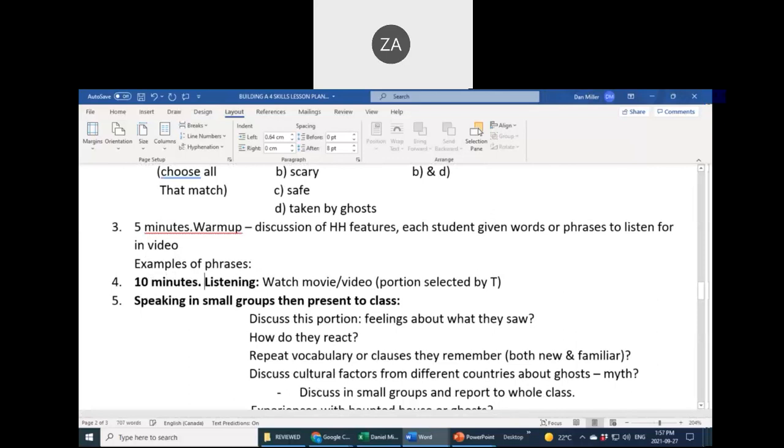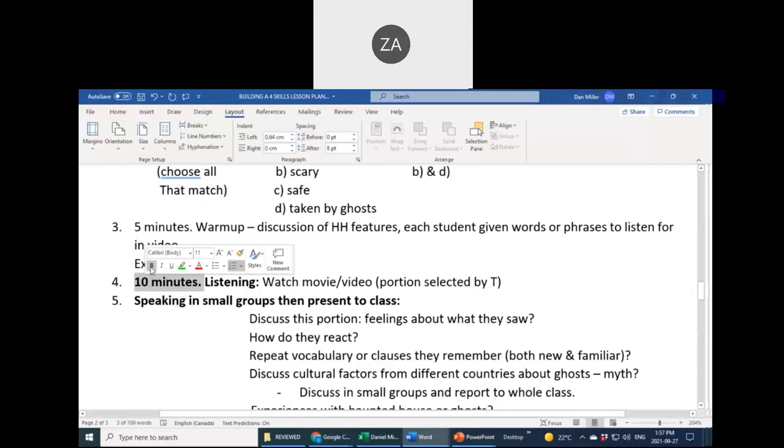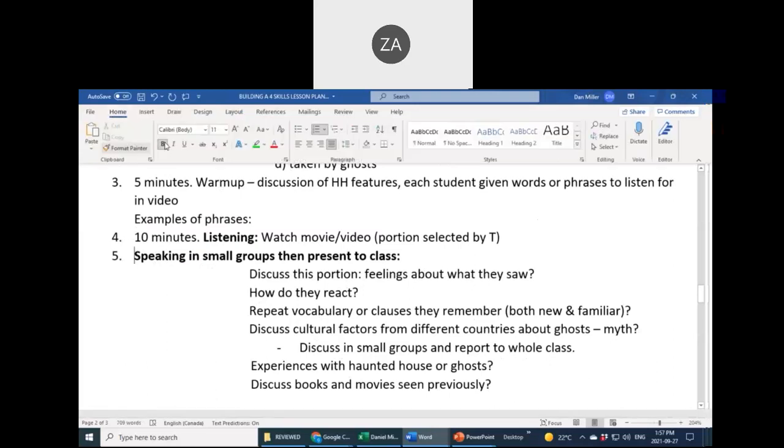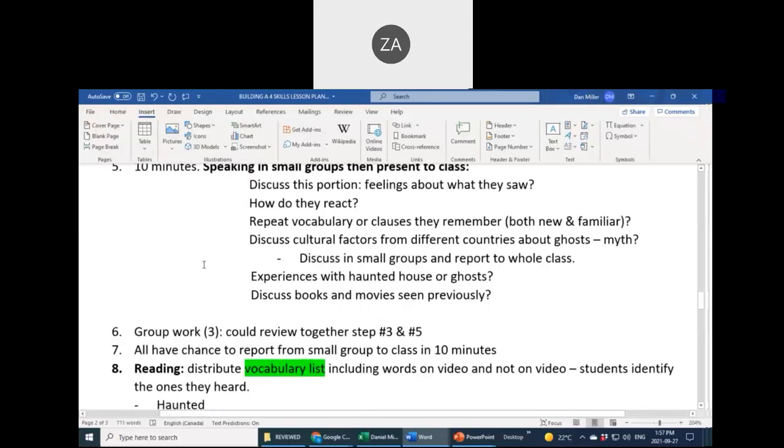You don't need to watch an entire video. You might have a 1 hour long movie. You don't necessarily need to watch an entire movie. You could watch maybe 10 minutes of it, a portion of it that you select. Okay? Then you might give them 10 minutes for working in the small groups. They discuss those in the small groups.